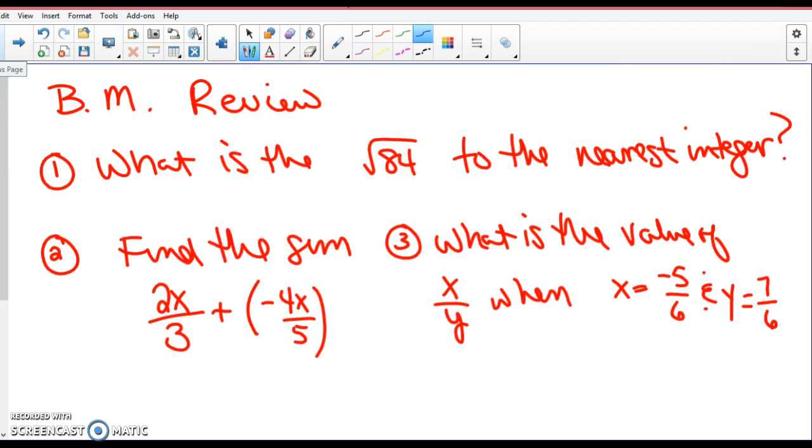Go to this page. I'm going to pause this. I want you to do these 3 problems. Okay. Number 1, what is the square root of 84 to the nearest integer?